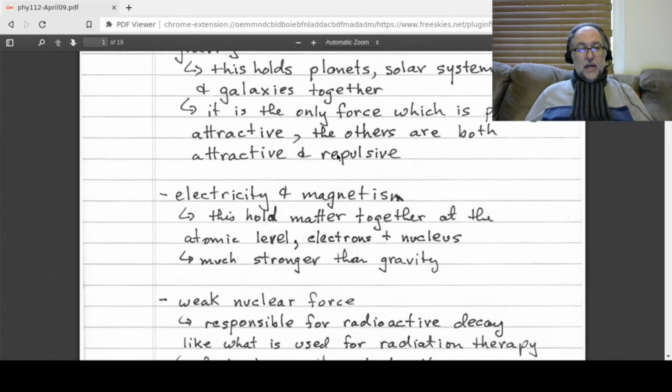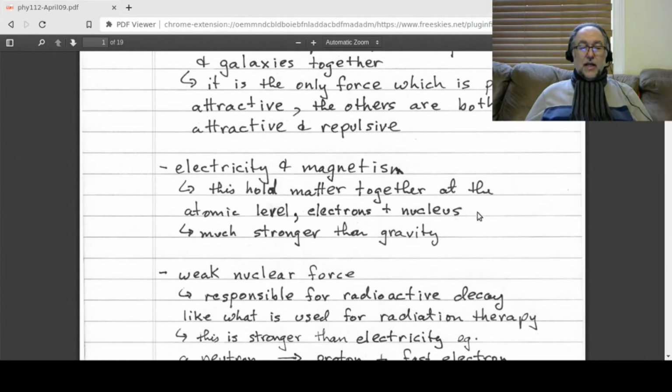And the force that we're going to study in this section is electricity and magnetism. Okay, so electricity and magnetism, they are related, although at first it seems that they're not, and I'll show you that in a minute. But basically, this is the force which is responsible for holding matter together at the microscopic level.